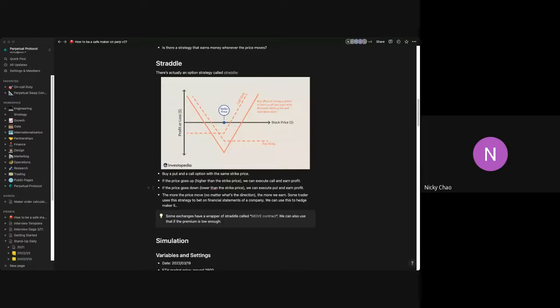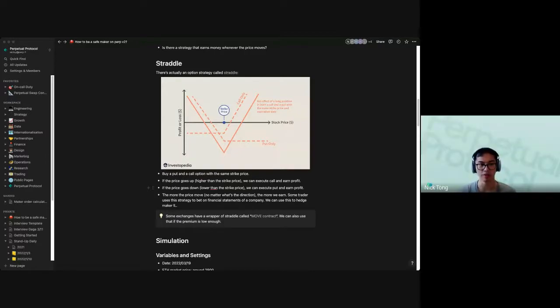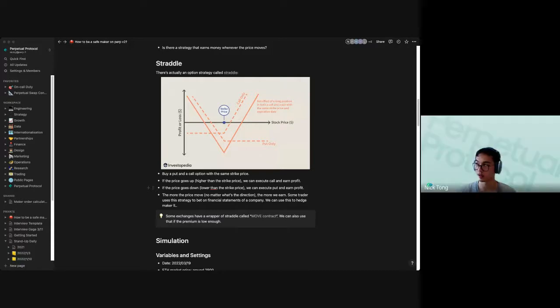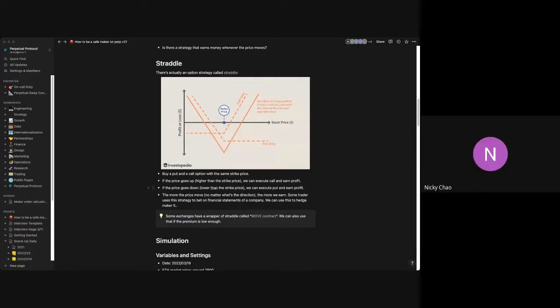Okay, Nick. Could you theoretically do this with a strangle as well, right? Yeah. The strangle is in the advanced strategy. But I assume a strangle would be cheaper than a straddle, given... Yeah, definitely. The strangle is actually the more correct way of doing this.